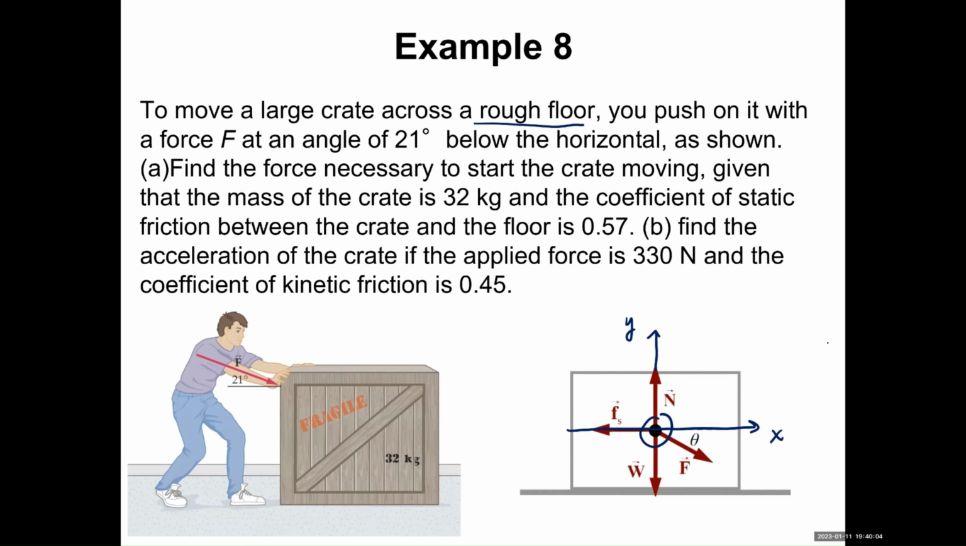Static friction will be to the left because the box is being pushed to the right. But here's the thing, it's being pushed 21 degrees below the horizontal. So that's translated into something like this, where this theta is 21 degrees. And our goal will be to find what force we need in order to make it move.